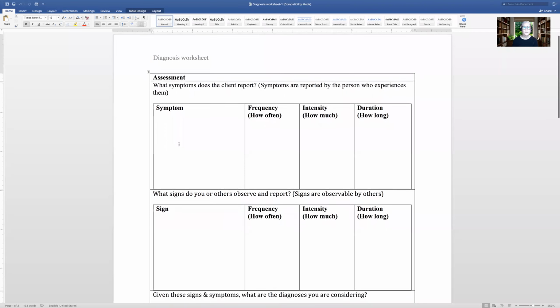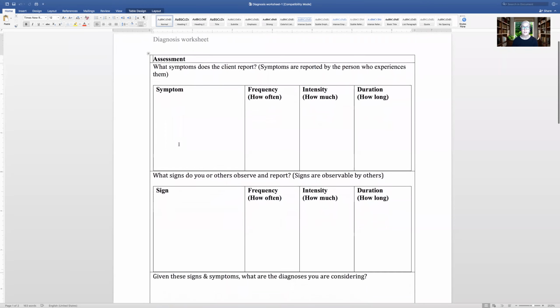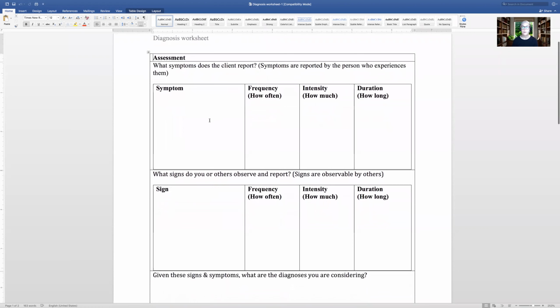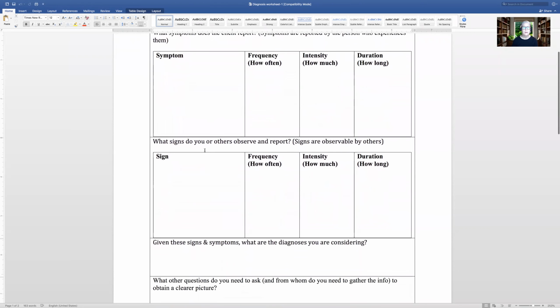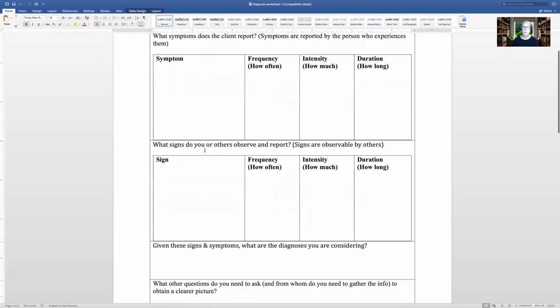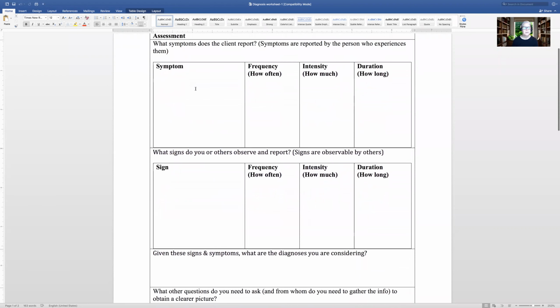So the diagnosis worksheet is, what symptoms does the client report? So symptoms are reported by the person who experiences them. What signs do you or others observe? The symptom and the sign is the behavior or the internal experience they have, such as a mood. Frequency, intensity, and duration are really important because these are frequently part of diagnoses. How often does it happen? How much does it happen?